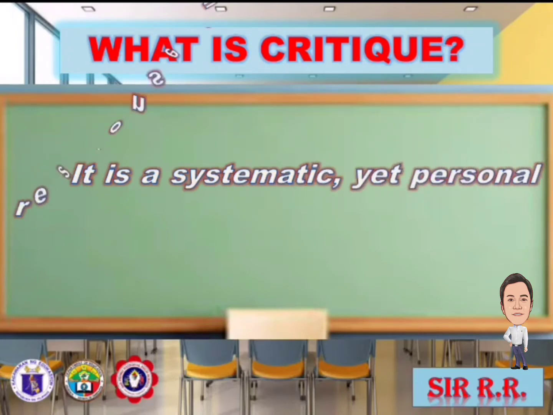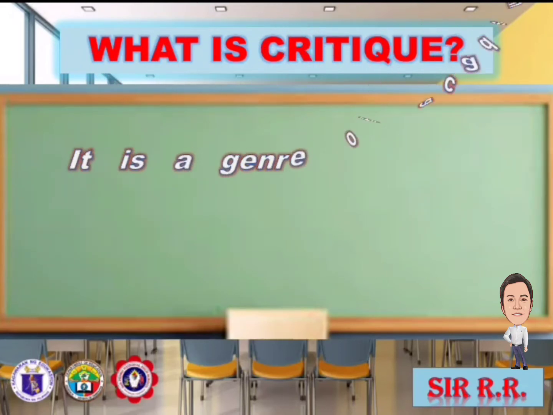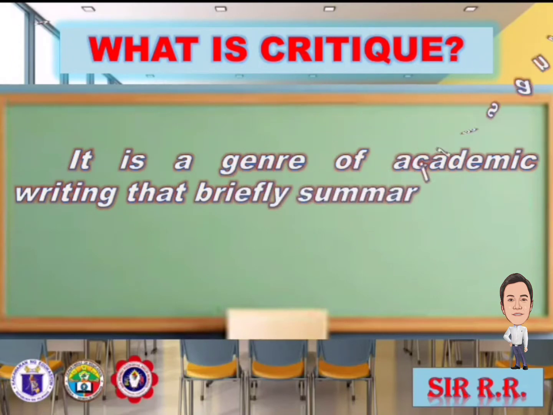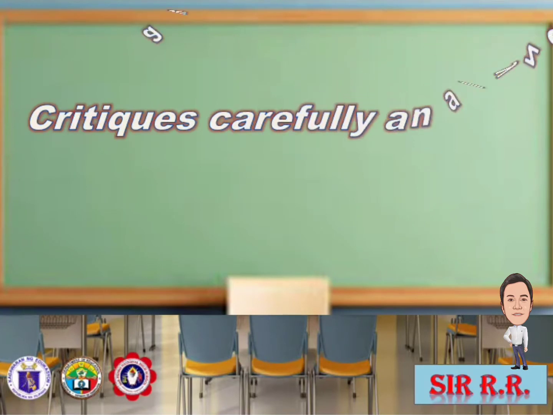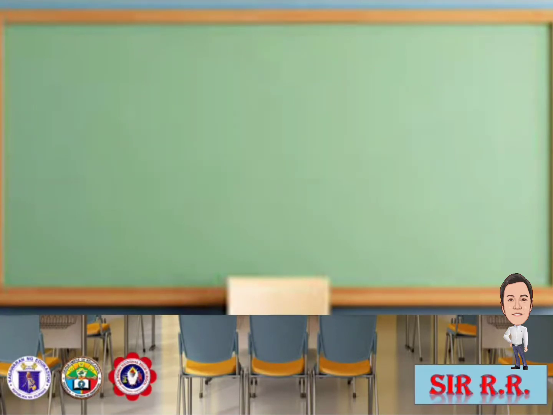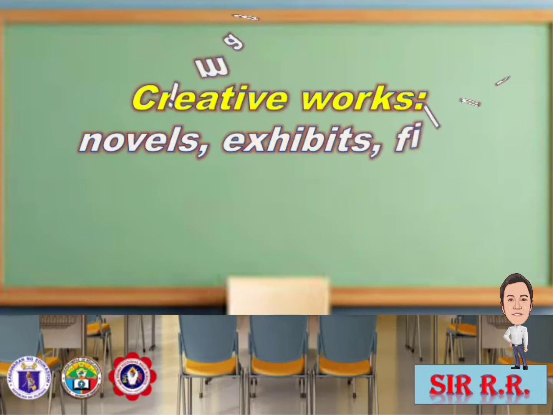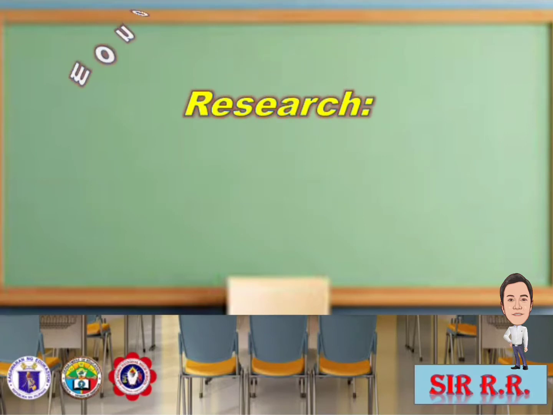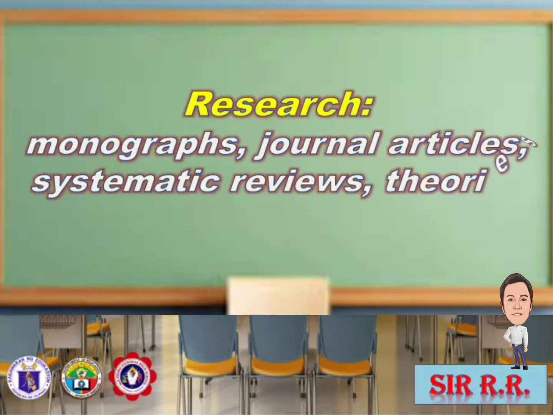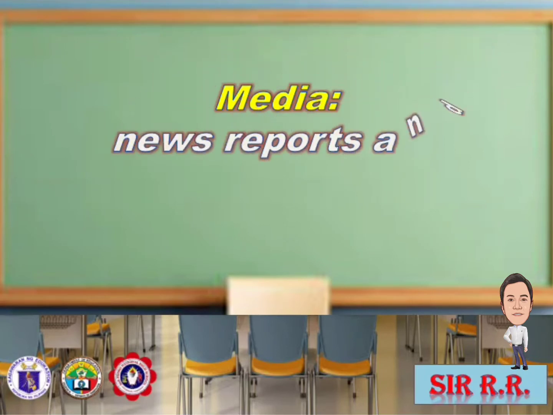It is a systematic yet personal response and evaluation of what you read. It is a genre of academic writing that briefly summarizes and critically evaluates a work or concept. Critics can be used to carefully analyze a variety of works such as creative works, which include novels, exhibits, film, images, poetry. Research, like monographs, journal articles, systematic reviews, theories. And media, like news reports and feature articles.